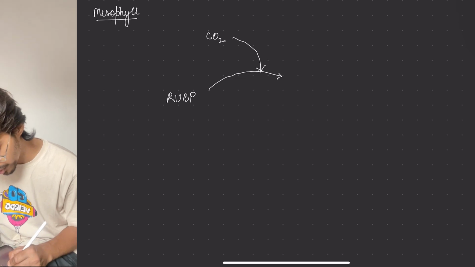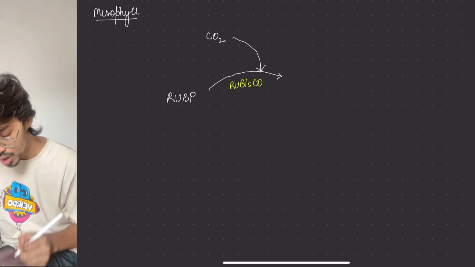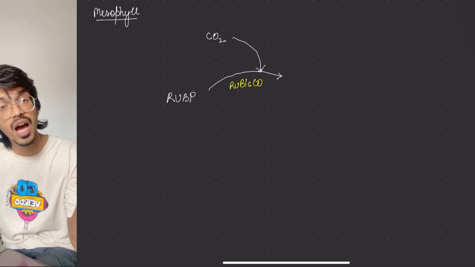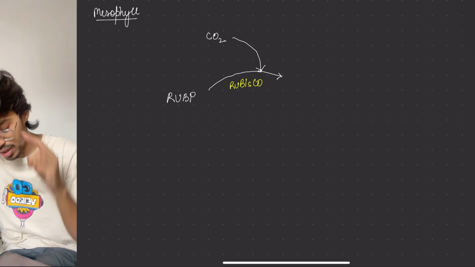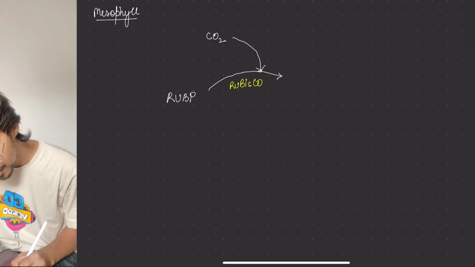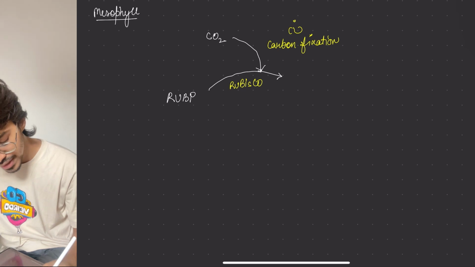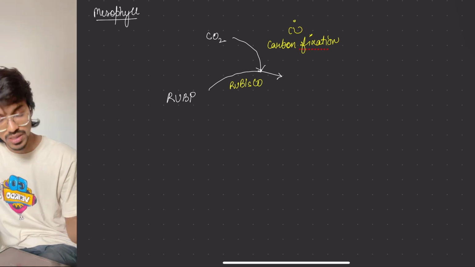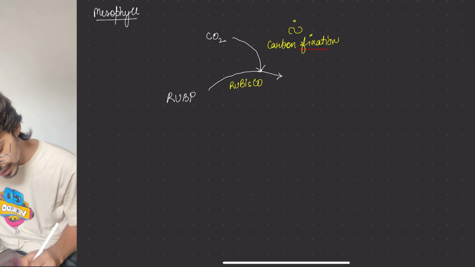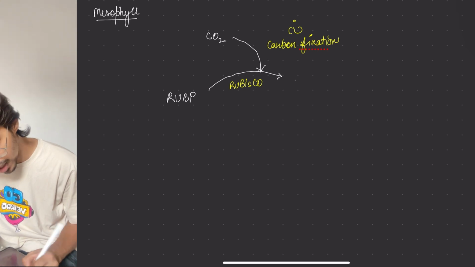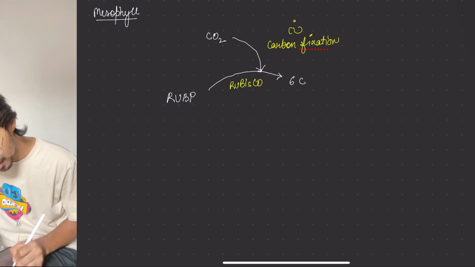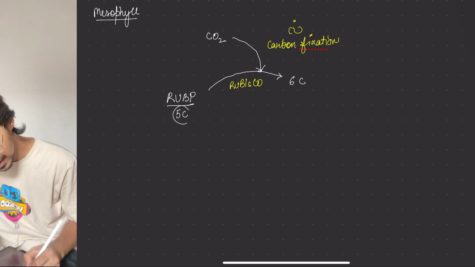The enzyme which is working over here is Rubisco. Which part of the Rubisco? Ribulose bisphosphate carboxylase, because carbon fixation is occurring. So this is the carbon fixation step. In this process, what will happen? It will form a 6 carbon compound, because RuBP is a 5 carbon compound and this is 1 carbon.